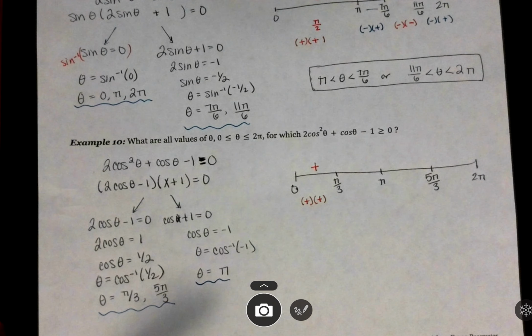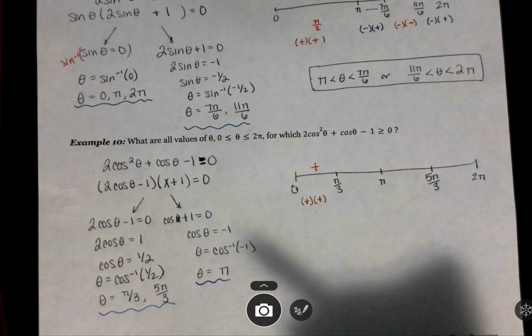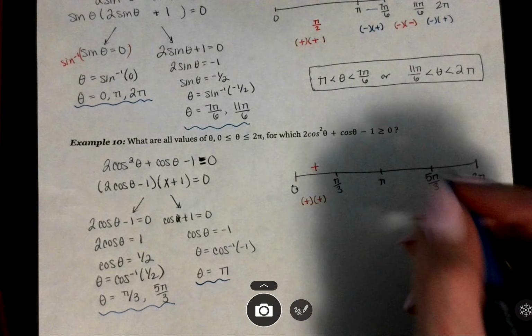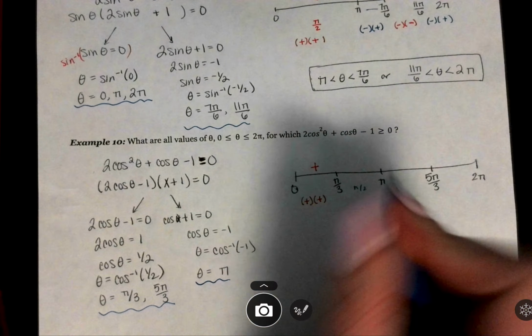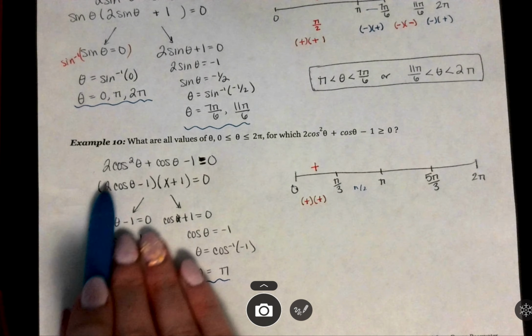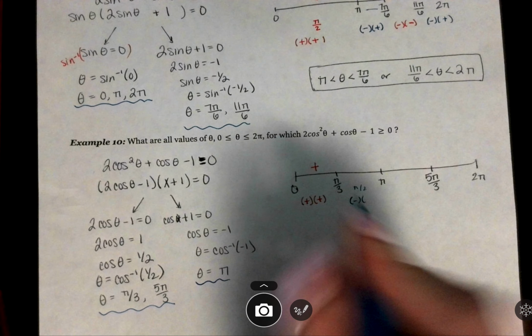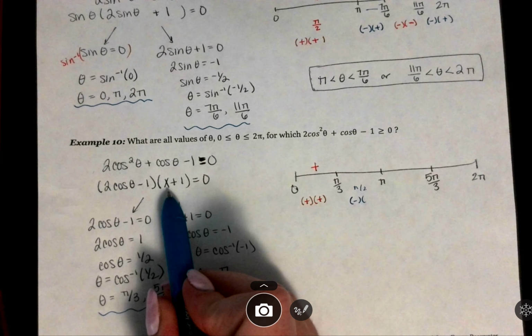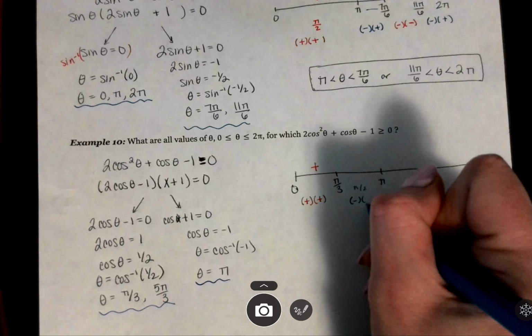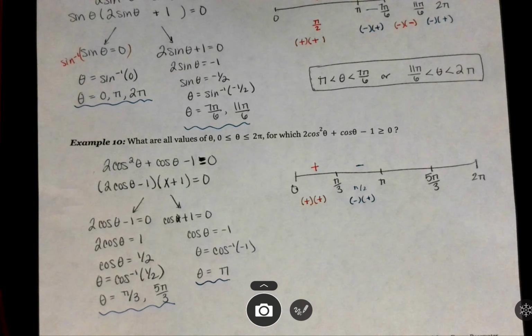For my next one, I'm looking in between here, so pi over 3 and pi. I'm going to use pi over 2 since it's a nice quadrantal angle. So pi over 2, cosine of pi over 2 is 0. 2 times 0 is still 0. Minus 1 is negative in my first set of parentheses. Cosine of pi over 2 is 0 plus 1 is positive. Negative times a positive overall is negative.